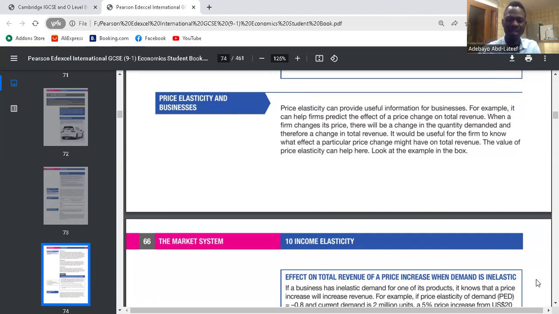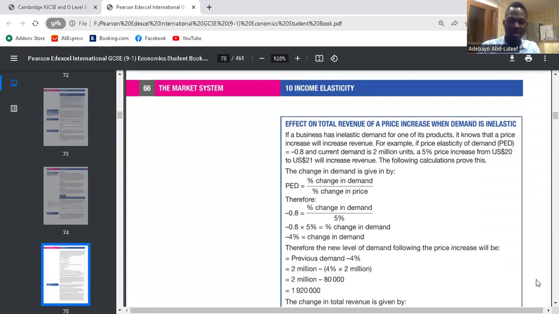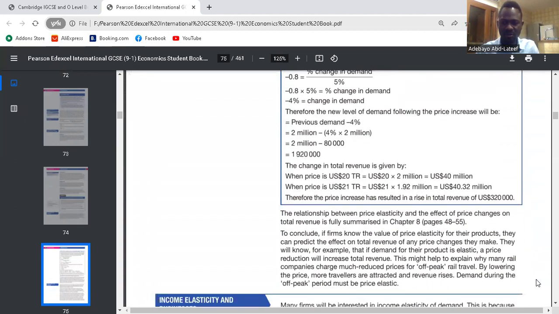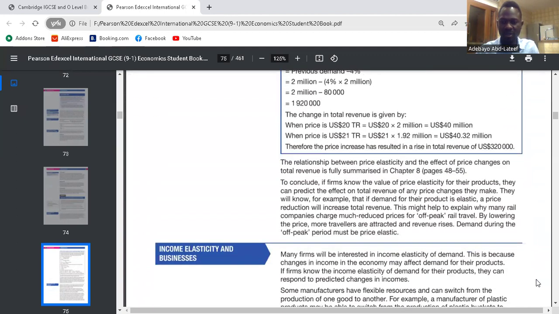Is it clear? Yes. Are you sure, please? Yes. All right. So we'll move on. So it's still the same here. I explained it already. So we go to income elasticity and business. Are you there? Okay.